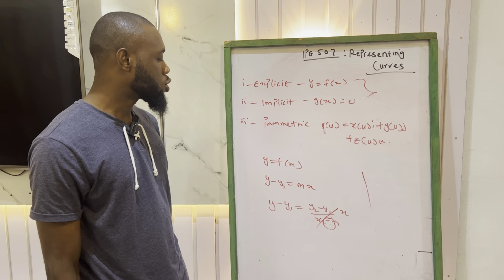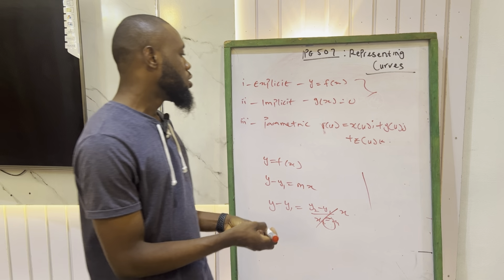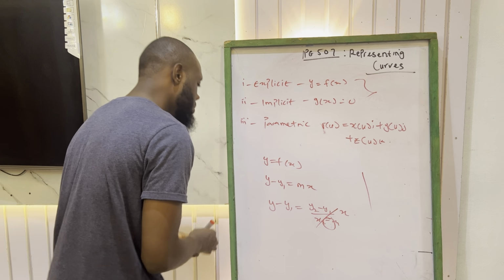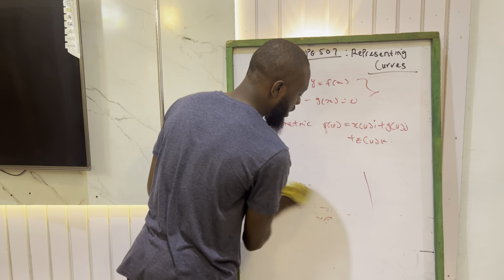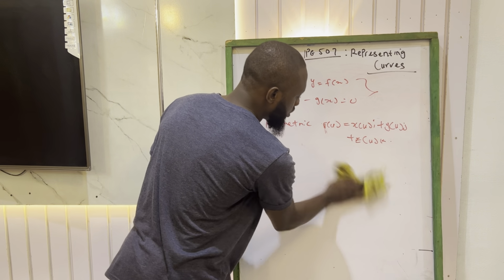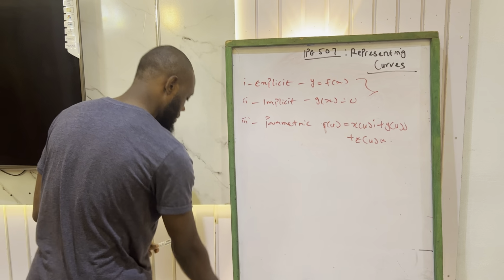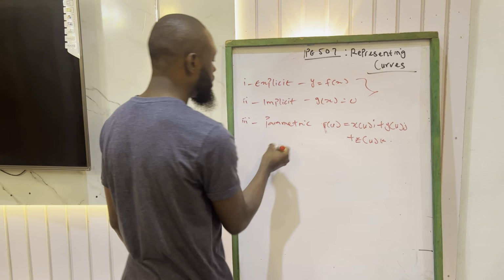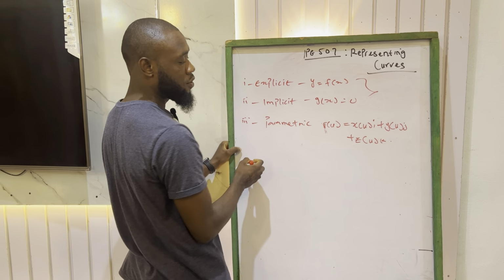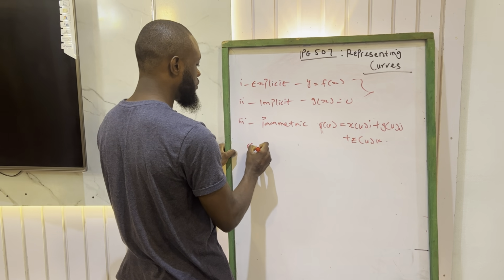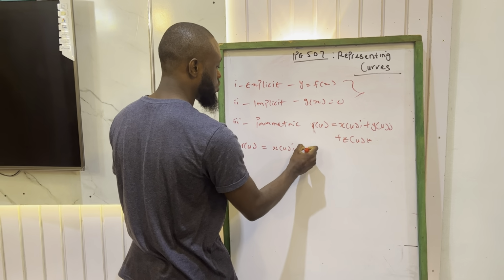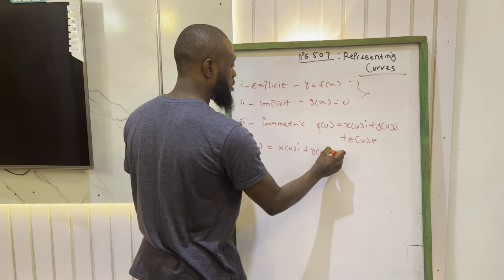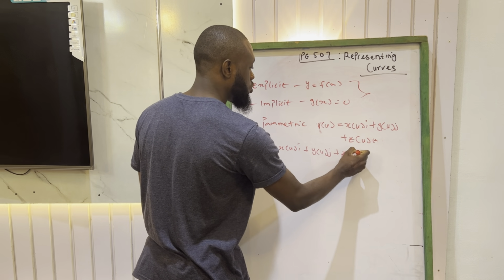The implicit form also has its own limitation. But with parametric, it can represent the majority, if not all, forms of curves. So that will be our major focus, representing curves using this. The general form of expressing a curve in the parametric form again is r of u equals x of u i plus y of u j plus z of u k.